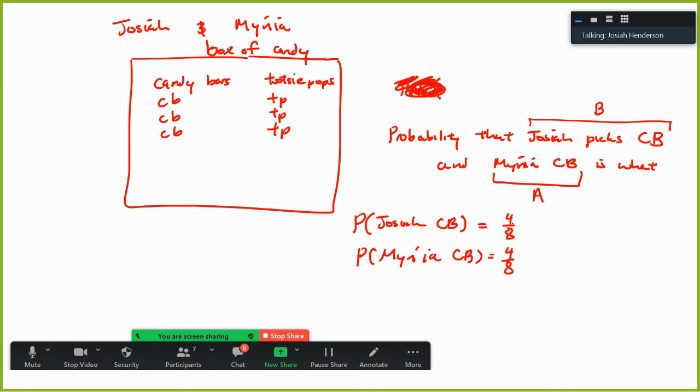However, if we're doing this together, then the second person, their outcome is changed by the first person. This is why these are dependent. This is a dependent scenario, dependent events. Because whoever goes second, there's one less piece of candy in the box. So here's our general probabilities, 4 out of 8, 4 out of 8. But when the first person reaches in, Manaya is going to go first.